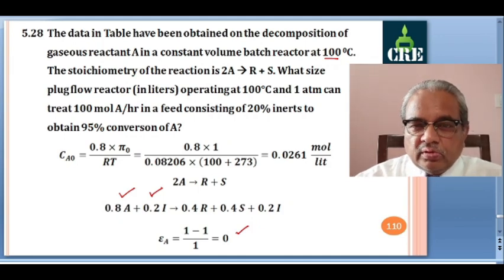Ca0 value. Mole fraction is 0.8. So pi 0 into 0.8 will give you Pa0. That is total pressure, you know. So partial pressure of A initial Pa0 we will get from this. And Pa0 by RT is Ca0. So 0.8 into 1 divided by this value of R 0.08206 at 100 degrees Celsius converted to Kelvins, 100 plus 273, and this value is calculated as 0.0261 moles per liter.